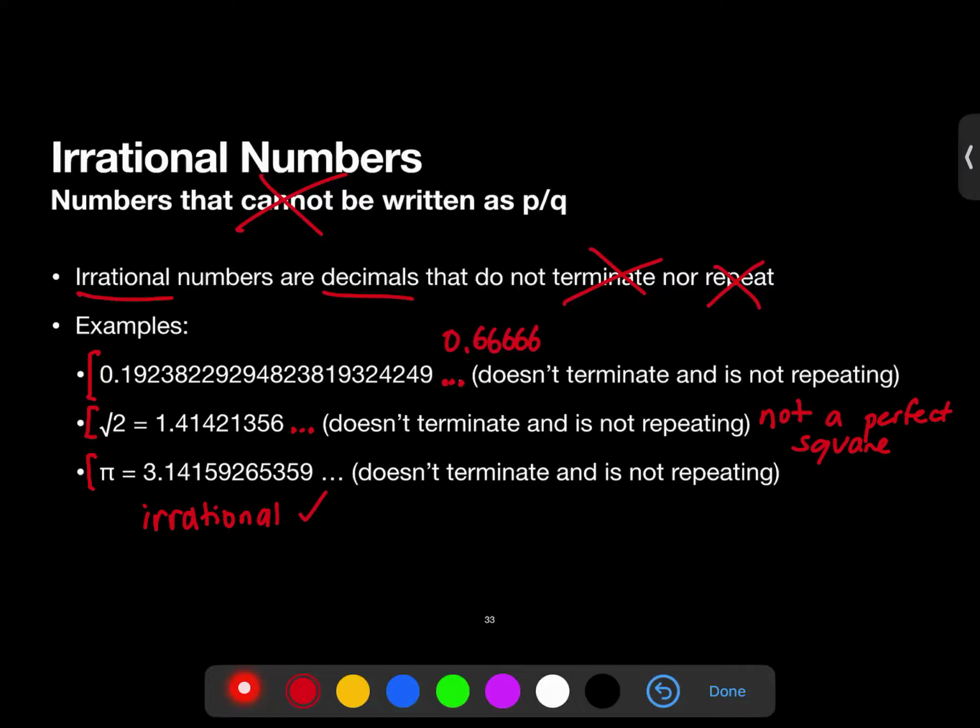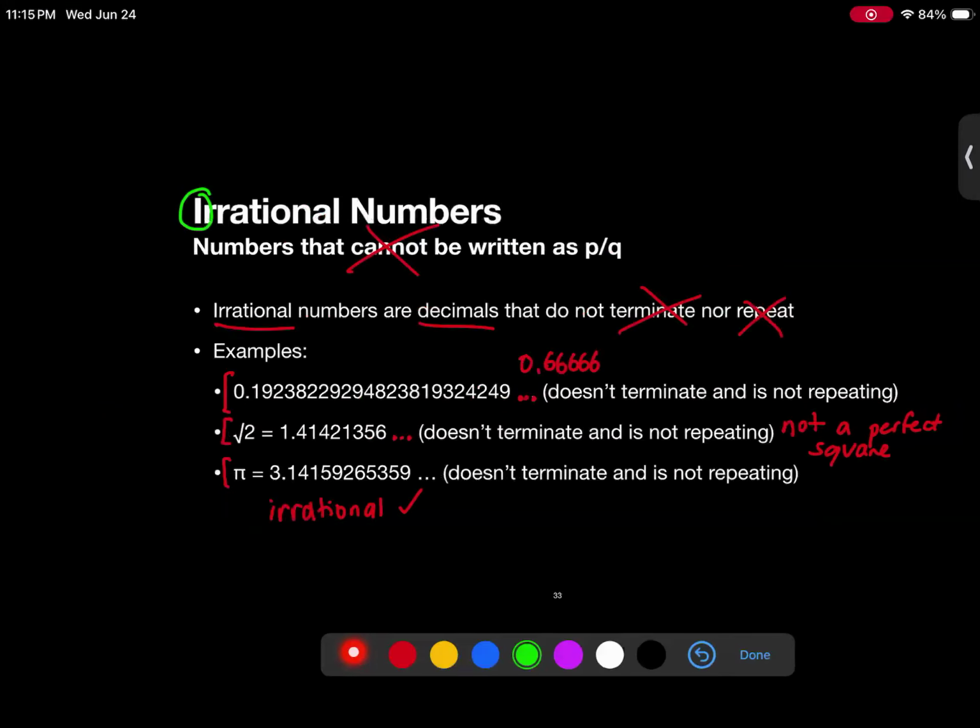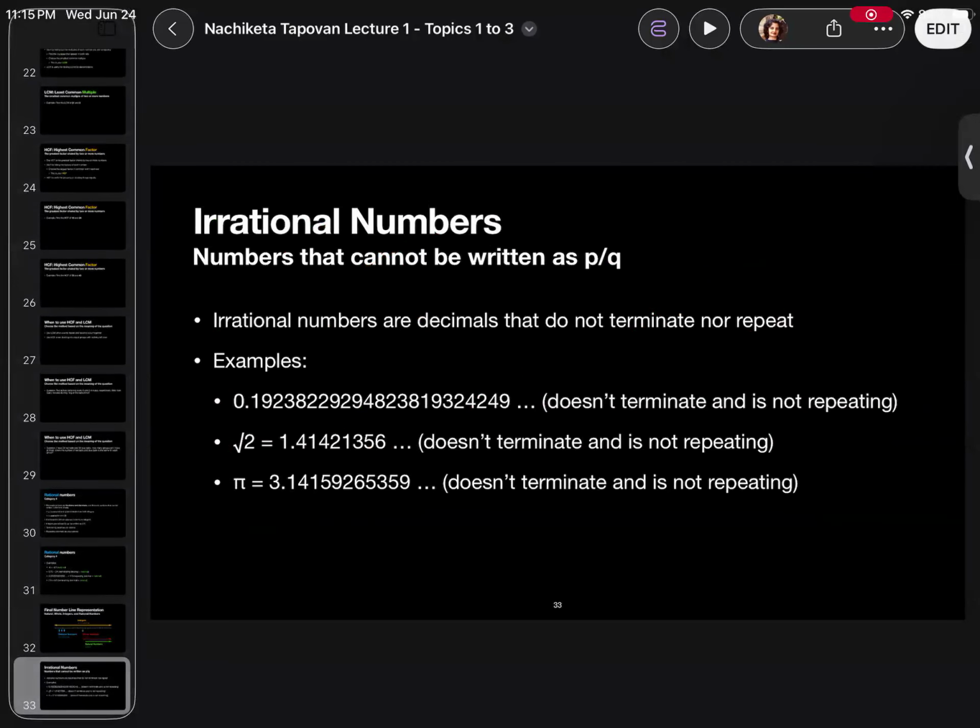So does everyone understand on irrational numbers? Yes. Good. So we've covered all the numbers in the number system so far: natural numbers, whole numbers, integers, rational numbers, and irrational numbers. So that is the end of topics 1 to 3. And you can recap if you have any doubts with the YouTube videos.